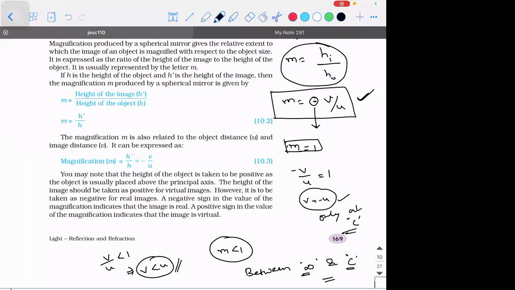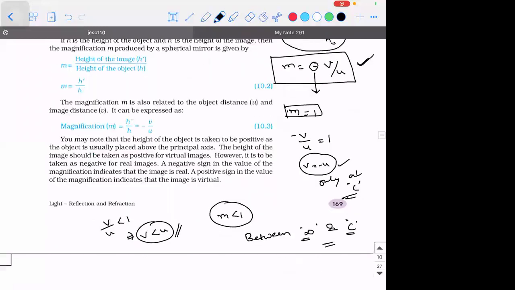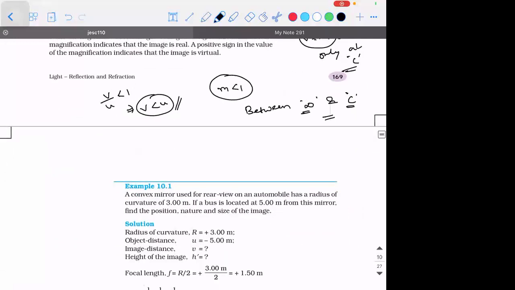Anywhere. It can be placed anywhere, anywhere in front of the mirror. Right. Wherever you place it, what is the nature of a convex mirror? It will always form a diminished image. Right. So these are all the types of questions that they can ask.